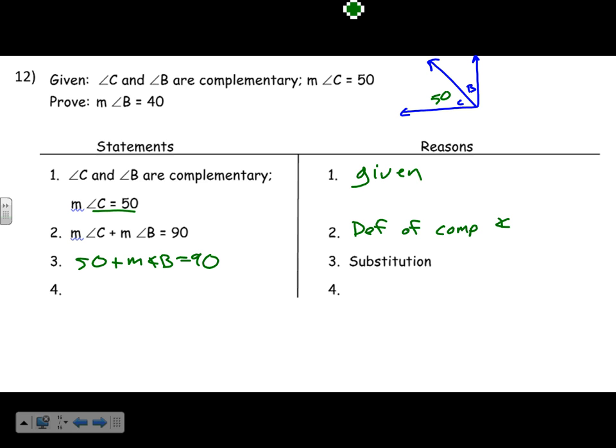And then this one, now we have a blank for both. We have a blank in the reason and we have a blank for the statement. The good news is I know the last step in every one of these proofs has to be what you're trying to prove. So measurement of angle B is equal to 40 degrees. But how did we figure that out? Just like the last one, if you subtract 50, that's how we found that. So that is the subtraction property.